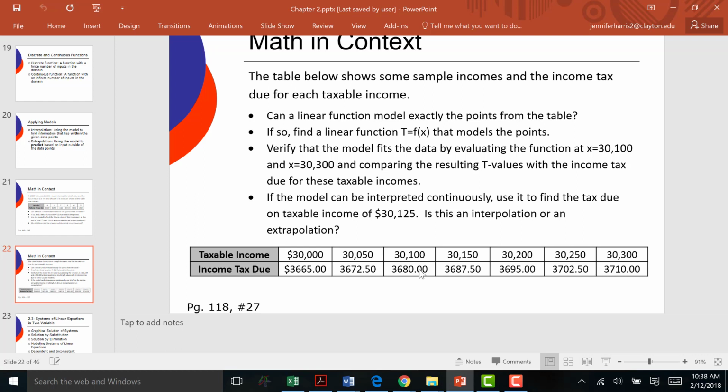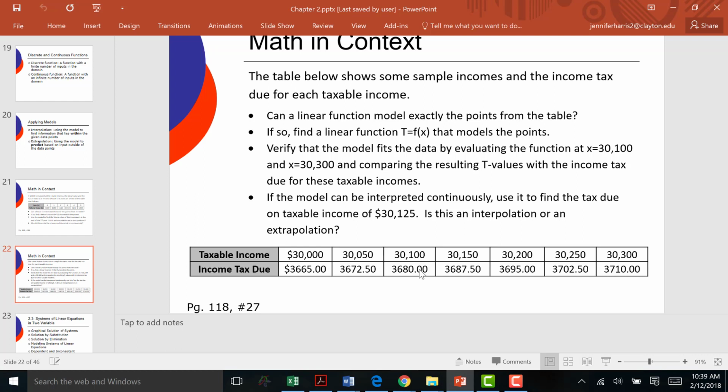So, is there an equation or function that models that data exactly? Yes, because the first differences are all the same, or they're all constant. So now, it wants to know what's the equation. We're not going to type it in to see exactly what it is, but you know there is an equation that models the data exactly.